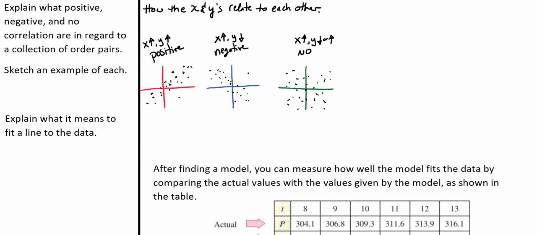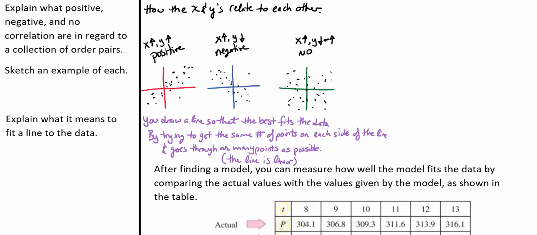Let's explain what it means to fit a line to the data. When you're fitting a line to the data, you draw a line so that it best fits the data, by trying to get some of the points on each side of the line, and it goes through as many points as possible. And this line that you create is a linear line, so it's going to be straight.